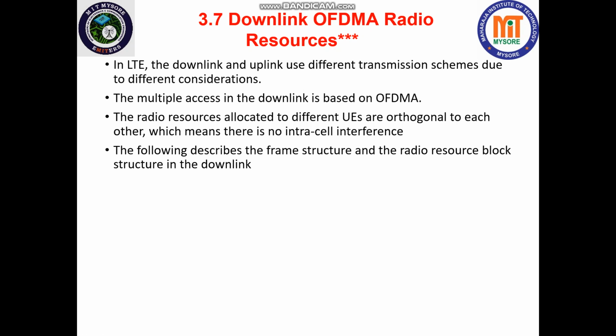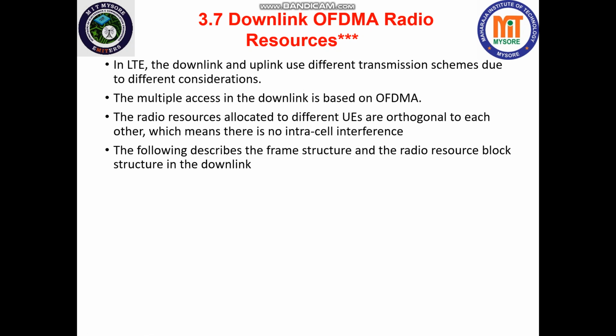Hi all. In previous lectures, we have discussed the different kinds of channels in LTE. In this lecture, we are going to have a discussion on downlink OFDMA radio resources. As you know, downlink means the communication link between your base station or eNodeB to your user equipment. Here, both downlink transmission and downlink reception happen.